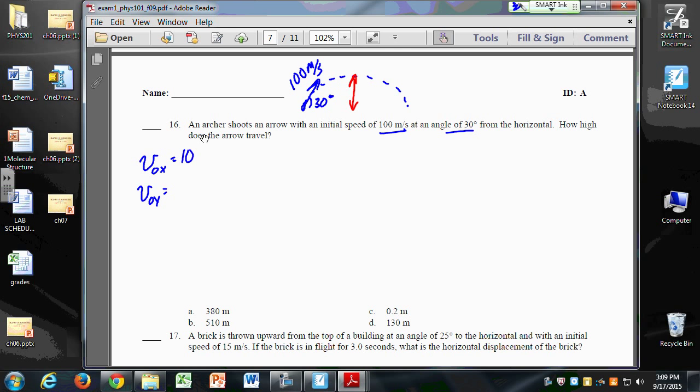V naught x is 100 cosine 30. I always get these mixed up. It's cosine 30. Yeah, cosine 30 is 0.866. So this is going to be 87 meters per second. And then V naught y is 100 sine of 30. And sine of 30 is a half, so that's equal to 50 meters per second.